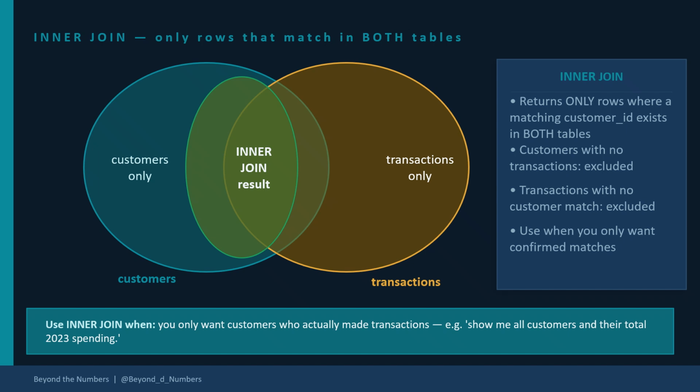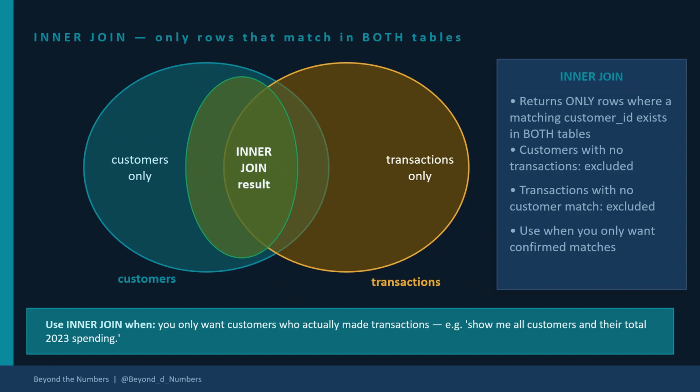There are 4 join types. We are starting with the most common one, the inner join. So let's start with the inner join. I want you to look at this diagram. We have 2 circles, customers on the left, then transactions on the right. The overlap in the middle is what the inner join returns. So inner join only gives you rows where a matching customer ID exists in both tables. Customers with no transactions are not included. Transactions with no matching customer are not included. Only the overlap, only confirmed matches.